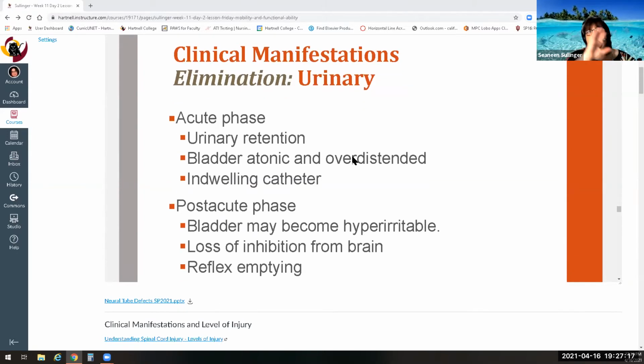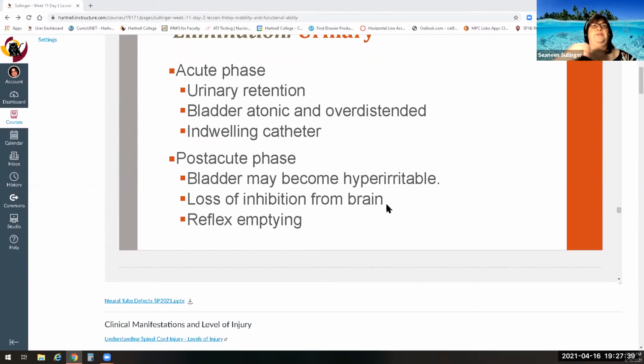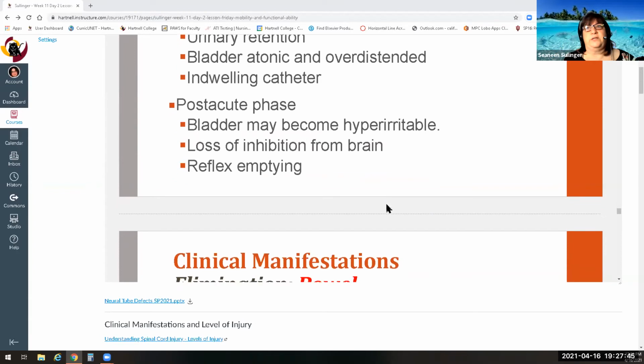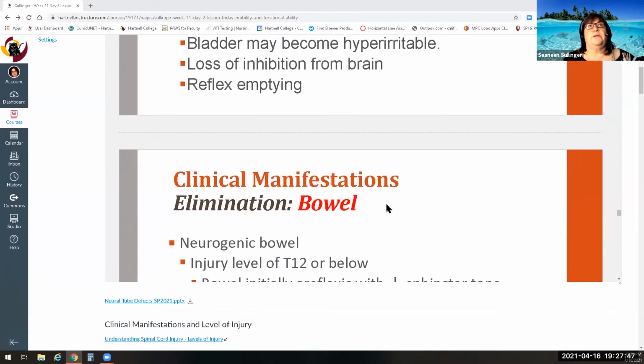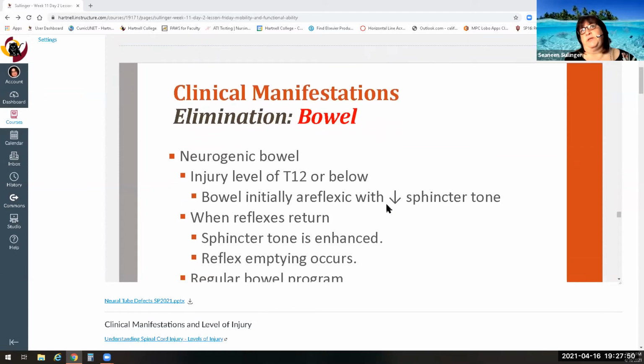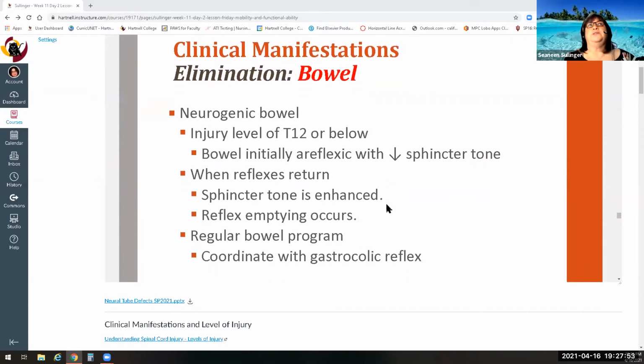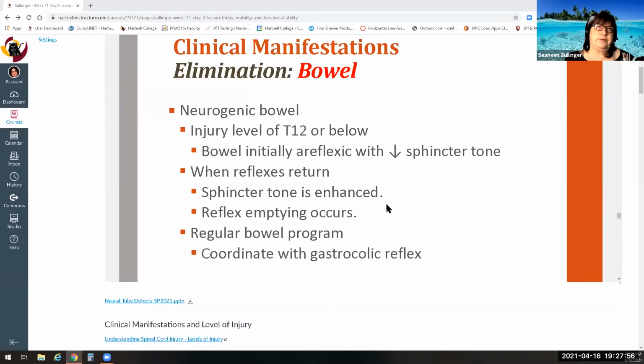And then after that initial recovery, after that first few days up to the 3 months, you get into the post-acute phase. And so then everything kind of goes the total opposite way. Everything becomes hyper irritable or hypertonic, where the legs were flaccid, now they're going to be really, really rigid. And so oftentimes there's just reflex emptying. They're just peeing and peeing and peeing because there's no regulation. And then we're going to talk about, on the other page, some things that we can do to help with that. And then you can also get neurogenic bowel, generally at T12 or below.